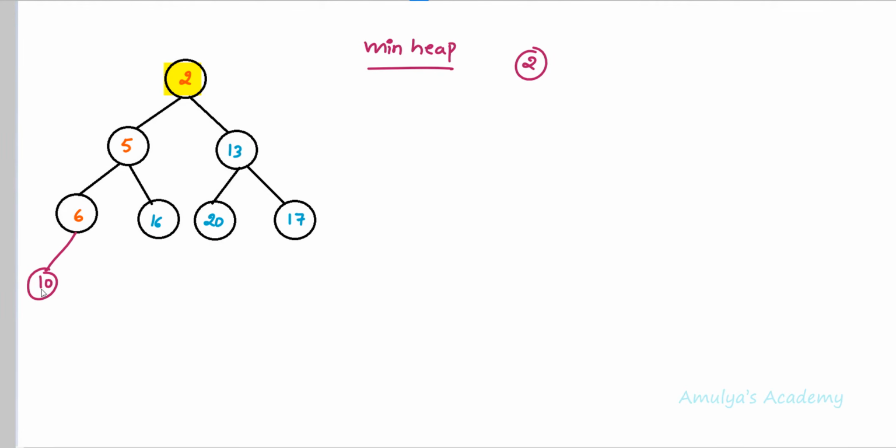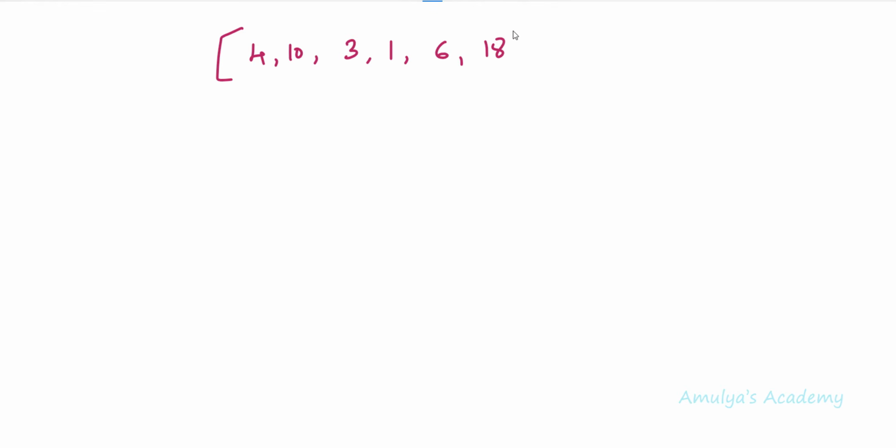Initially 2 was placed here. We compared the nodes in the upward direction. So that's why this process is called the heapify up operation. Next, let's take another example. Now what I need to do is insert these nodes to the binary heap.